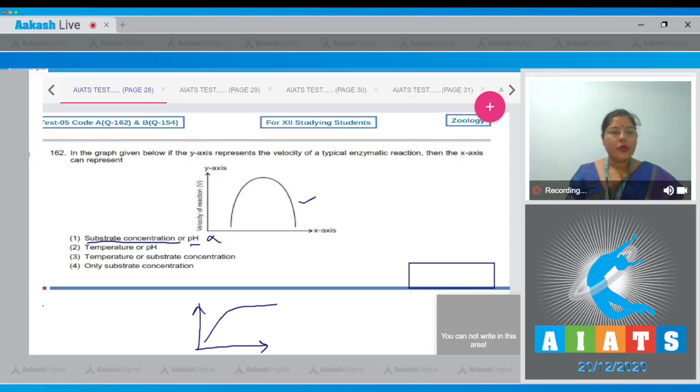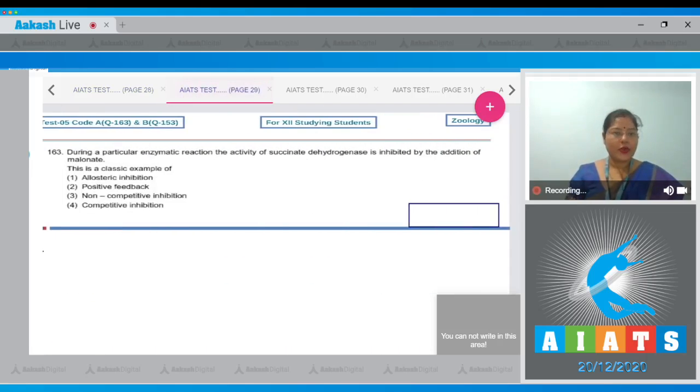Option number 2, temperature or pH. In case of temperature, also this type of graph comes. So this is correct. Third option, temperature or substrate concentration. Again, because of substrate concentration, this cannot be a correct answer. Fourth option is only substrate concentration. This is also incorrect. So the correct answer to our question is option number 2. Let's move on to the next question.